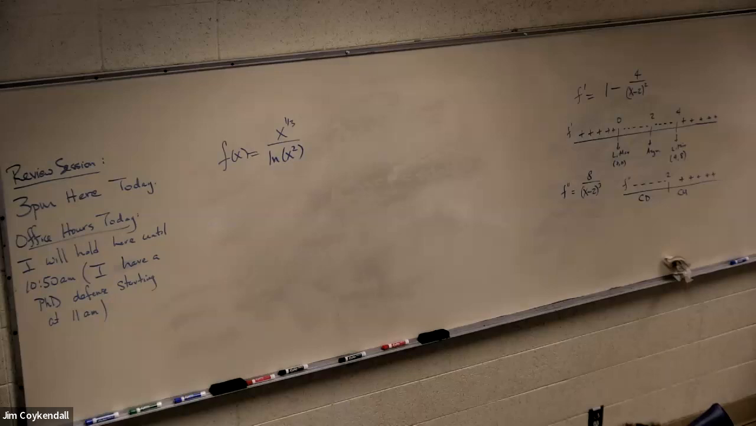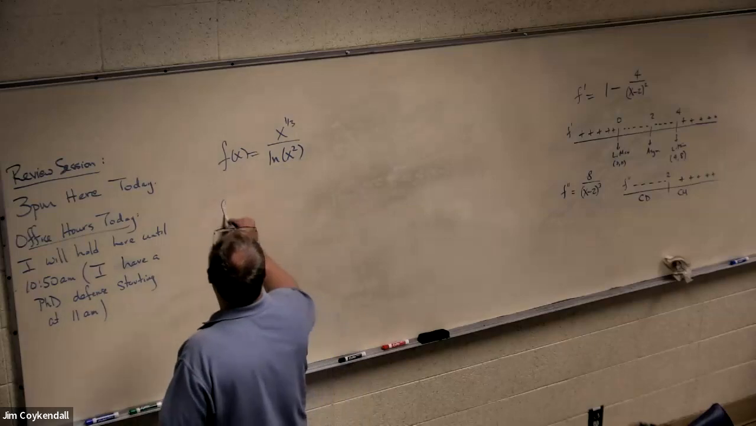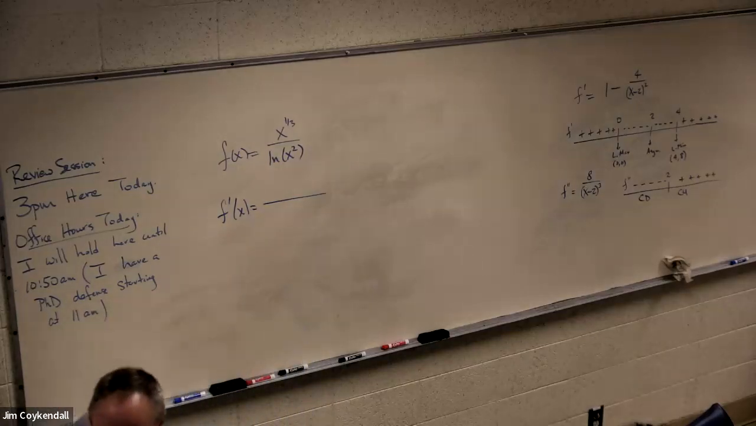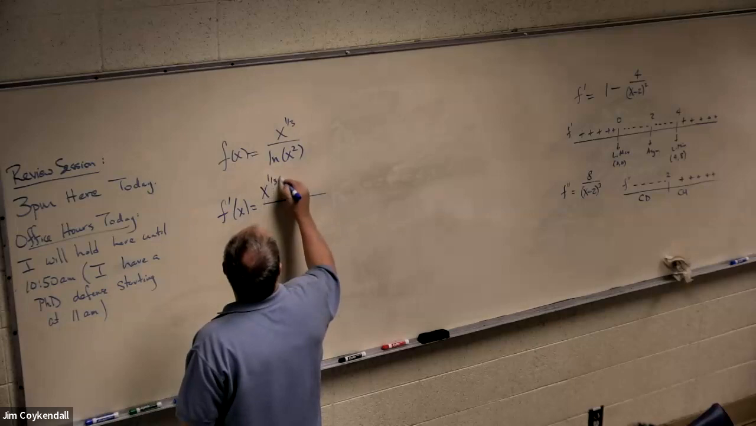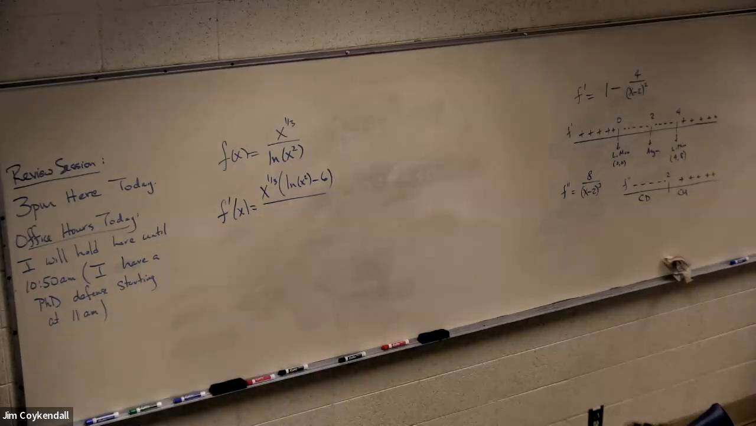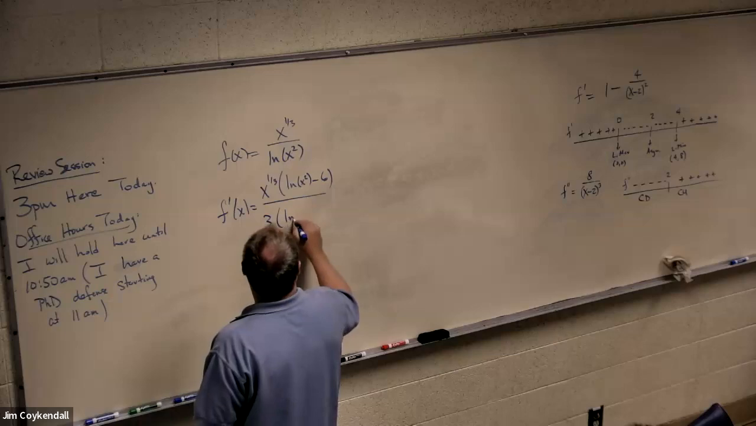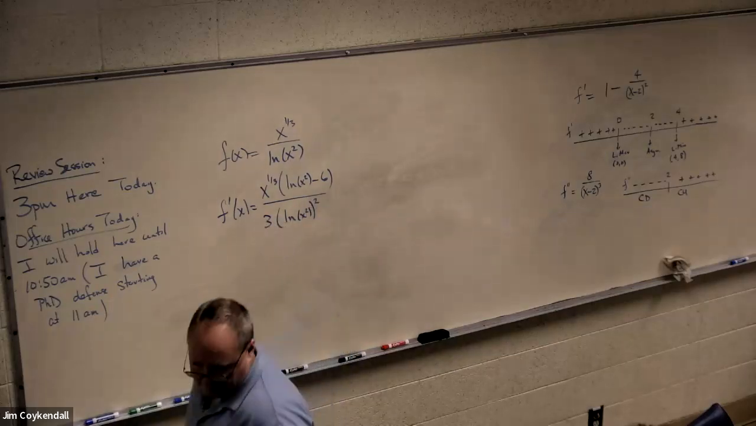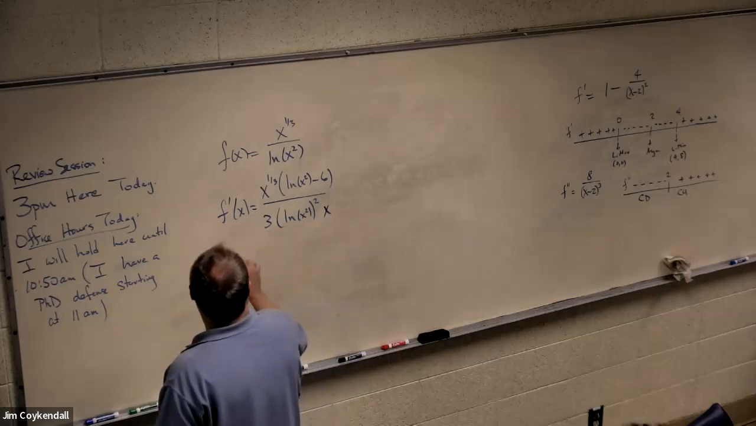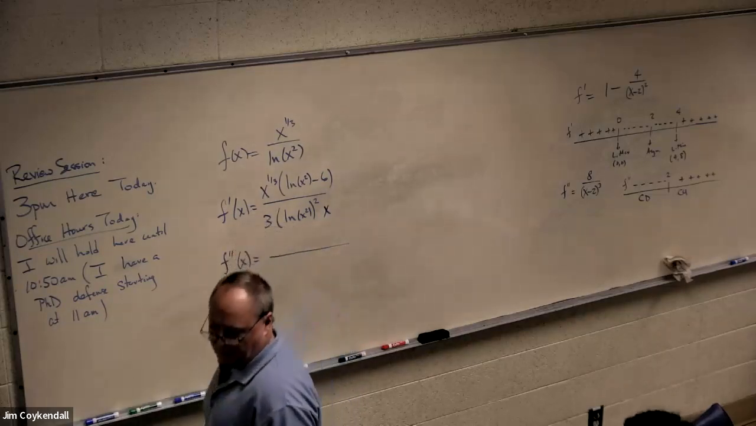Okay. So this is function f, and f prime of x is equal to x to the 1/3 times natural log of x squared minus 6, over 3 log of x squared, times x, and f double prime of x is absolutely horrible.